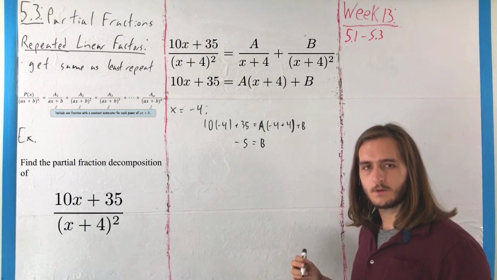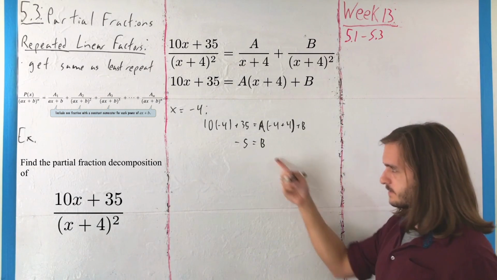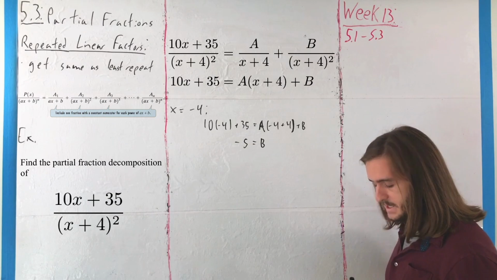again. I swear that B isn't always -5. It wasn't in that really simple case. It's not always. Anyway, we have this for our value B.